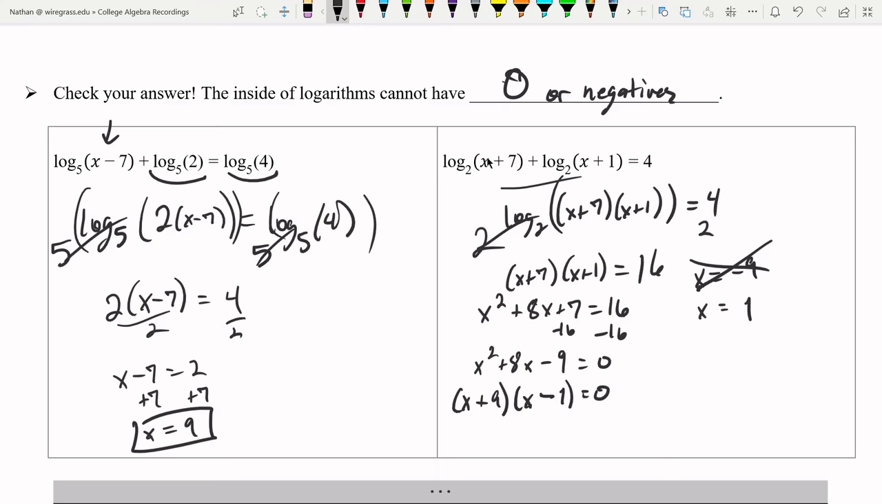Let's check 1. 1 plus 7 is 8. Log base 2 of 8 is actually 3 because 8 is 2 cubed. And here we have 1 plus 1 is 2, right? Log base 2 of 2 is just 1, since 2 is 2 to the power 1. So on this side we actually have 3 plus 1, and that does equal 4. So this is a correct solution.